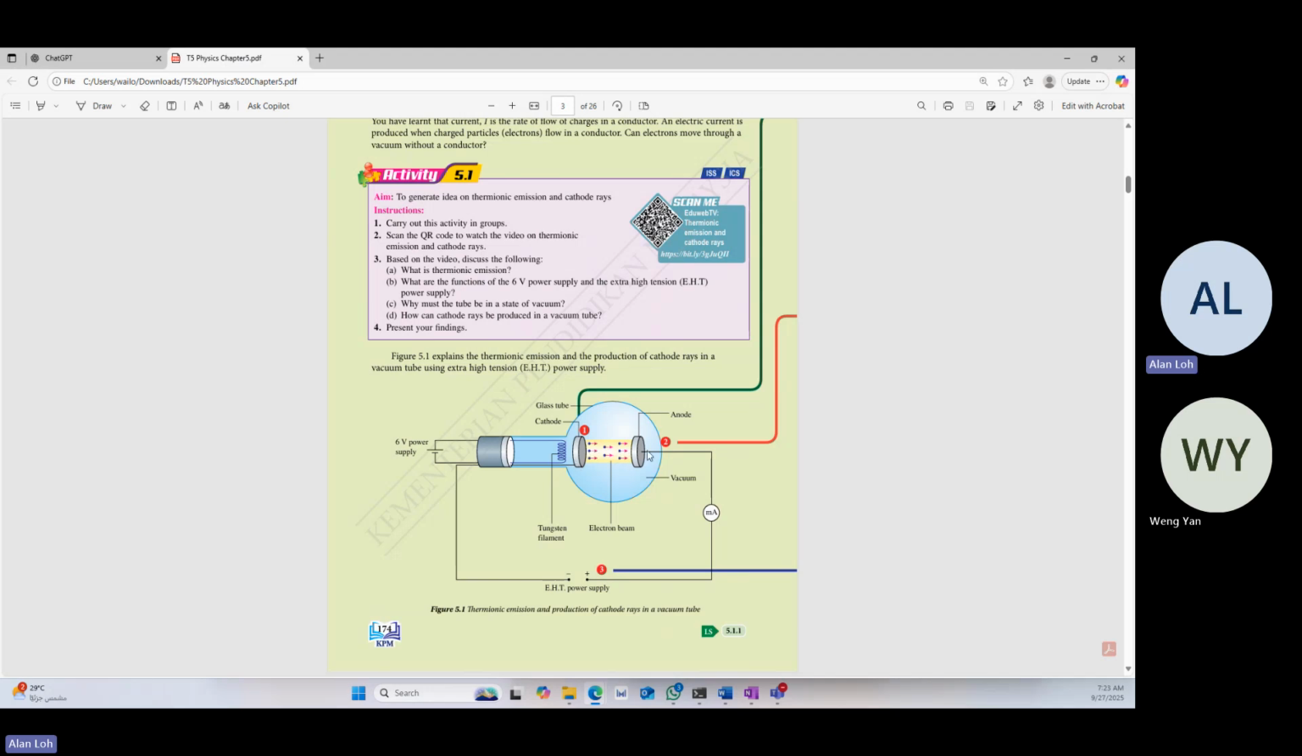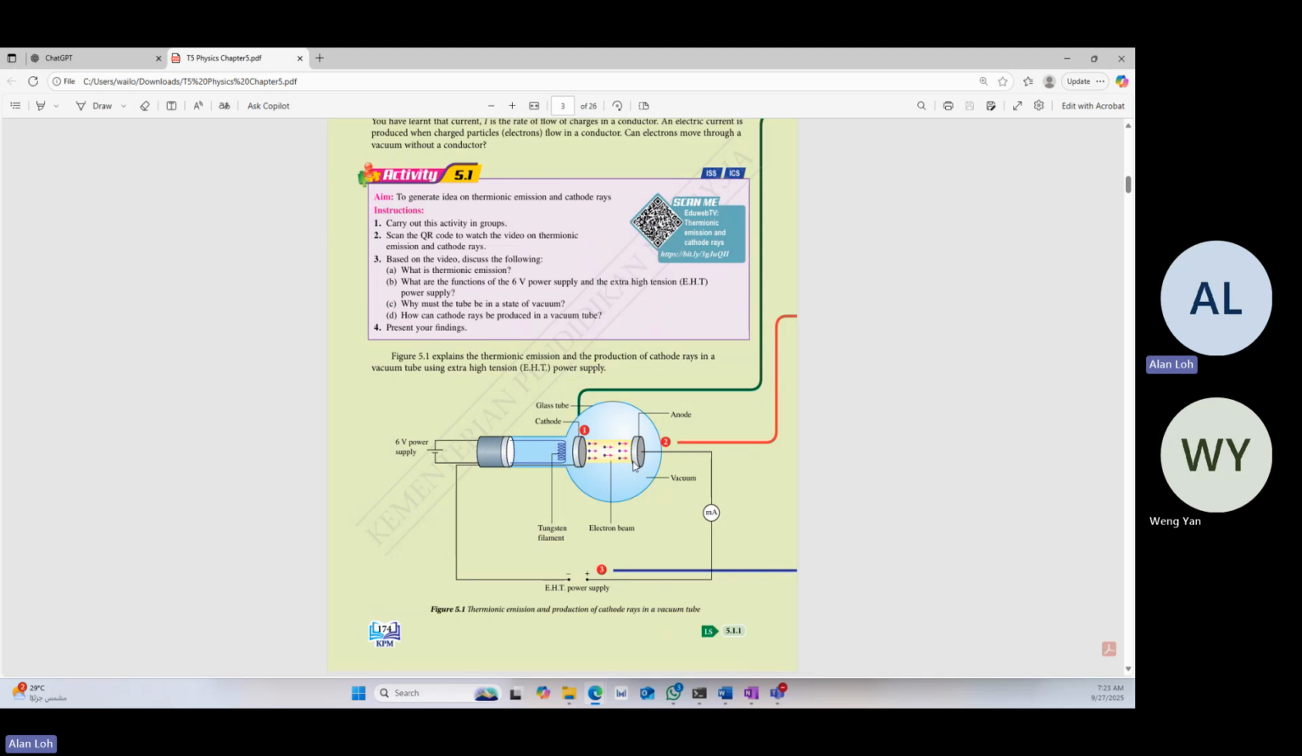And how does this electron move from here to here? Because there is another EHT power supply to make this metal positive and negative. Electron is naturally a negative element. The electron will move from negative to positive. So this explains the characteristic of electron. Electron is negative, and electron is being attracted to positive, and that's being created by this EHT power supply when it's connected to these 2 metals.